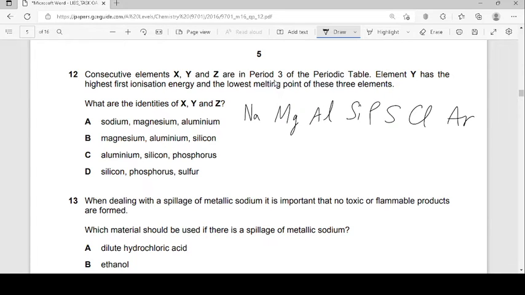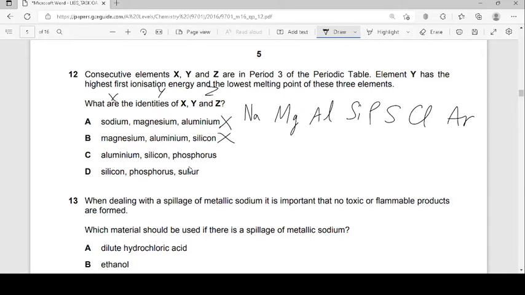So anyways, they're consecutive elements, which means one after the other. Element Y has the highest first ionization energy and the lowest melting point of these 3 elements. So these are X, Y, and Z. I'm just going to divide this up. Let me just talk about lowest melting point. I feel like that would be easier to identify. Lowest melting point, right? So sodium, magnesium, and aluminium. Y does not have the lowest melting point. Aluminium has a lower melting point than magnesium, obviously, so that means this is wrong immediately. And then magnesium, aluminium, silicon. Silicon obviously has a much higher melting point than magnesium and aluminium, so I'm going to cross this out as well.